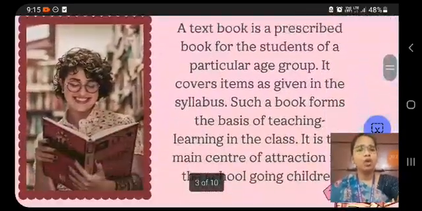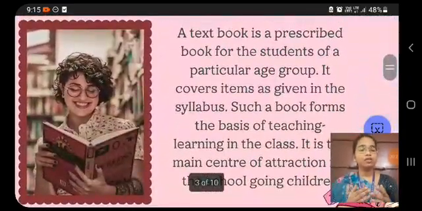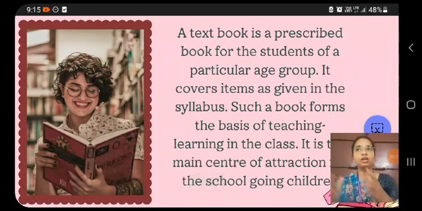So, what is a textbook? A textbook is the prescribed book for the students of a particular age group. For school-going children, it will be the main center of attraction. They will study more if their textbook looks good enough and attractive. So it is the basis for the teaching and learning process.